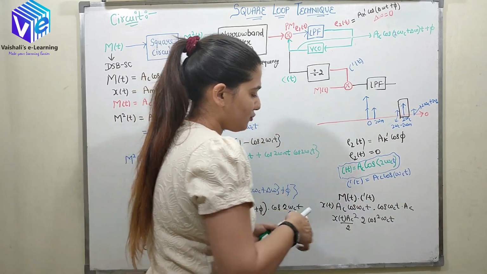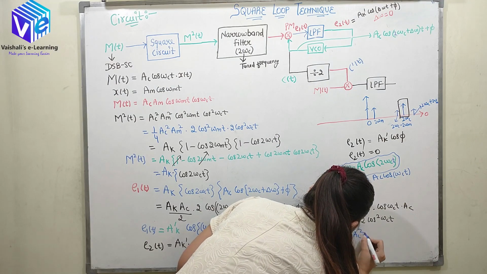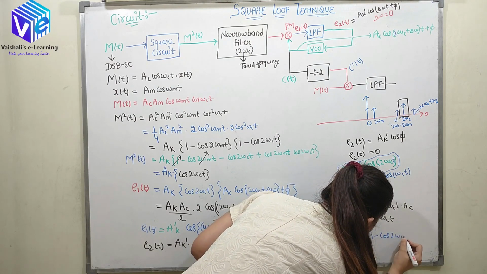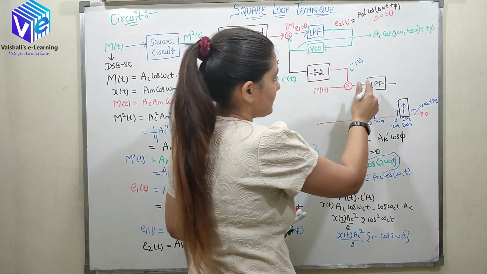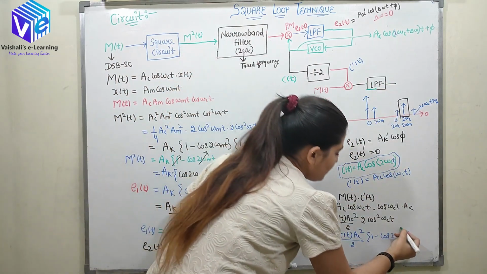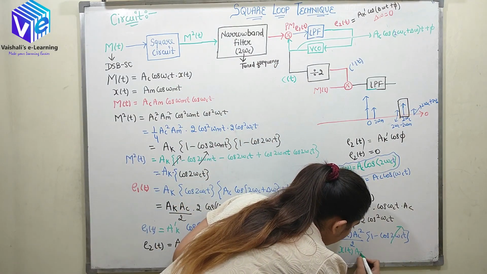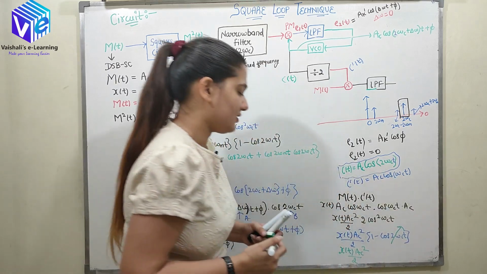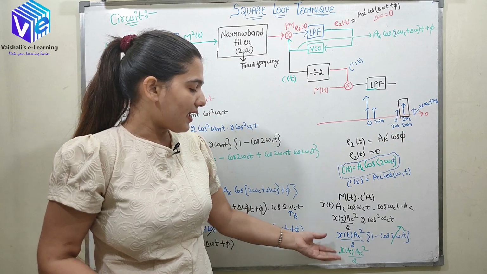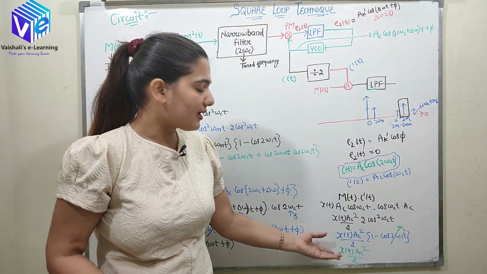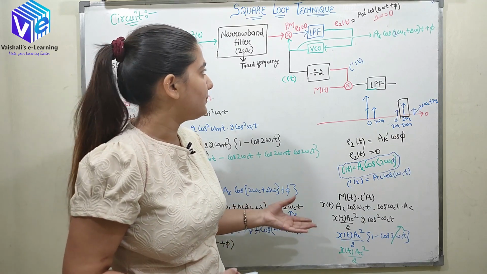Now this 2 cos square omega c t can be represented as follows. This term would be eliminated because it is passing through the low pass filter, and I am left with x t AC square upon 2. So it's just the same signal x t multiplied with some constant, so I can amplify the signal and get back the information signal with the help of my square loop detector.